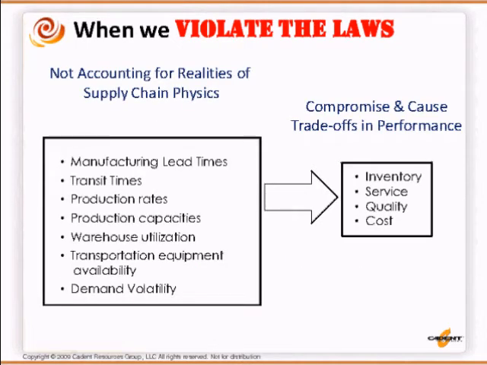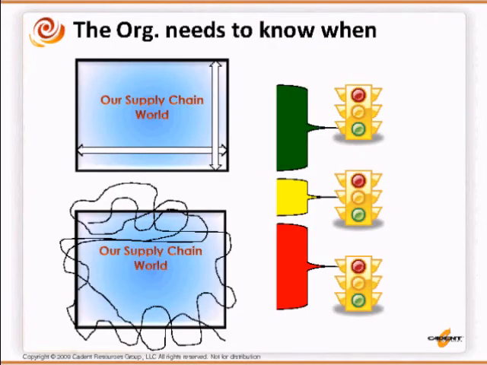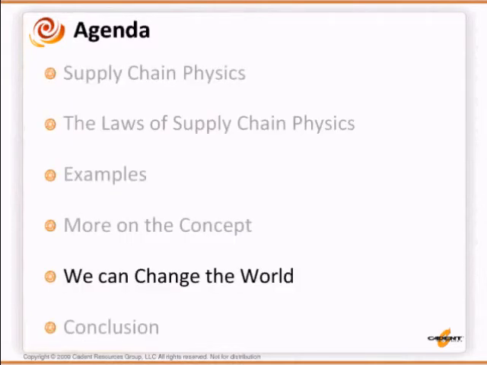So, not accounting for the physical realities of the supply chain at any given time, as with the constraints and the limits that we've talked about, will compromise and cause trade-offs in performance. The organization needs to know, and probably needs a report card, and this is something we're going to cover in the next two sessions in more depth, when we're operating within the world, when we're operating properly, and when we're operating outside the world of supply chain physics. I think we're already setting it up for a green, yellow, and red light kind of report card on this. And it's important.